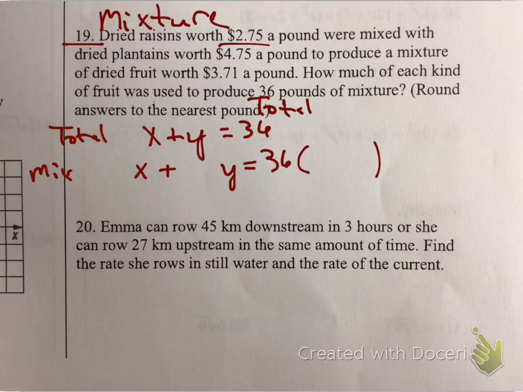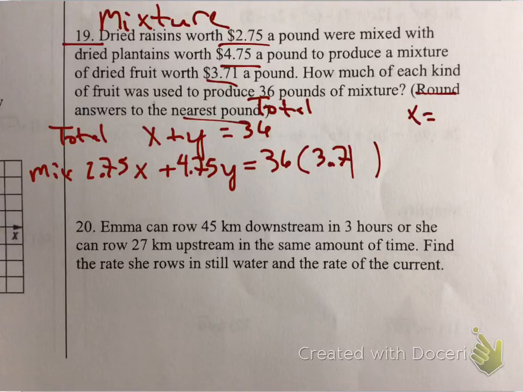I take three numbers here and put them in order: 275, 475, 371. Type that into the calculator, and rounding off to the nearest pound, you will get x is equal to 19 pounds, and y is equal to 17 pounds. I believe you actually get like 18.7 and 17.2, but you get the idea.